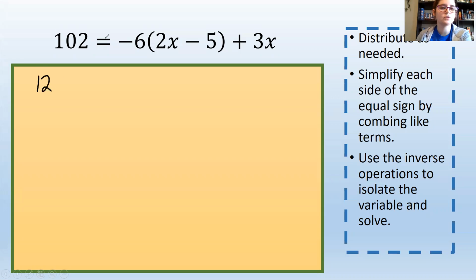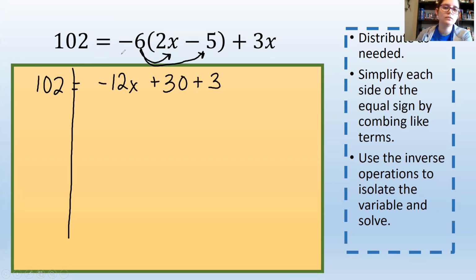So we have 102 equals, so we're going to distribute this negative 6. 6 times 2 is 12. Negative times a positive is a negative, so negative 12x. Negative 6 times negative 5 is a positive 30. And we bring down our 3x.